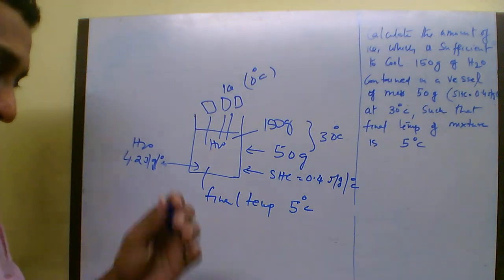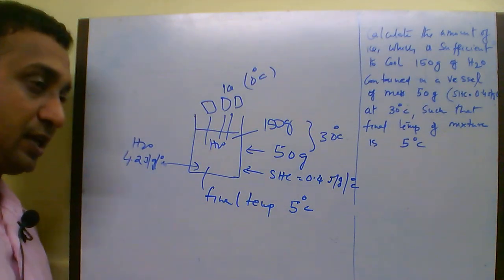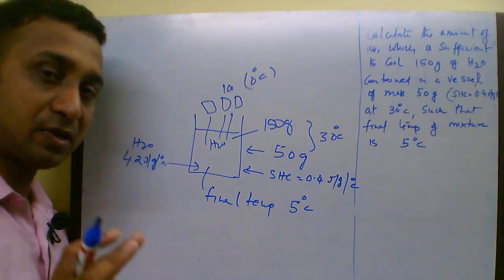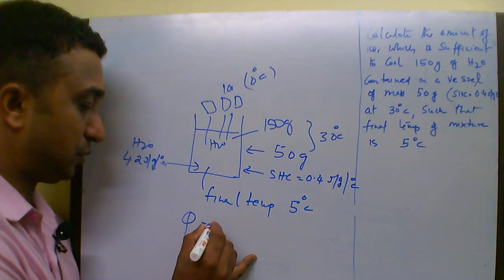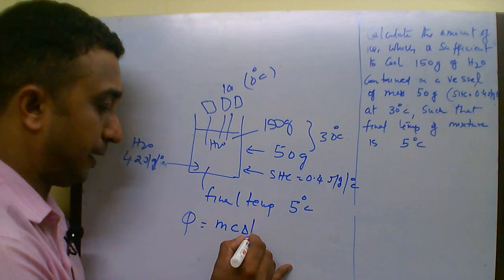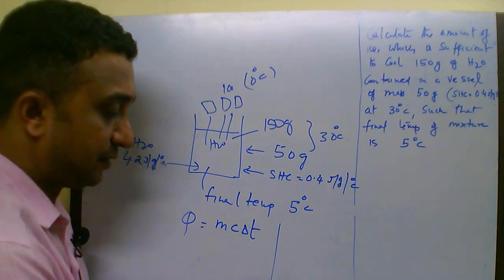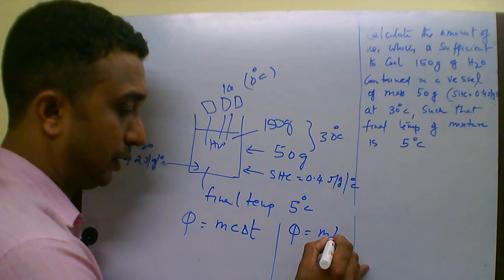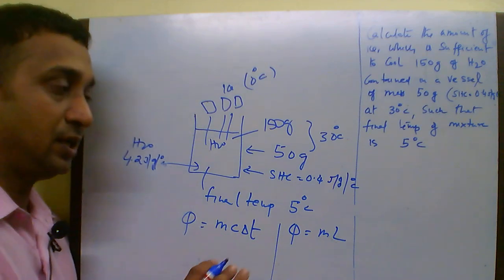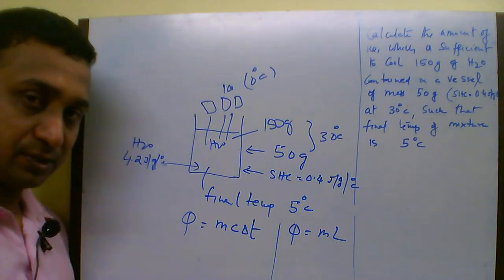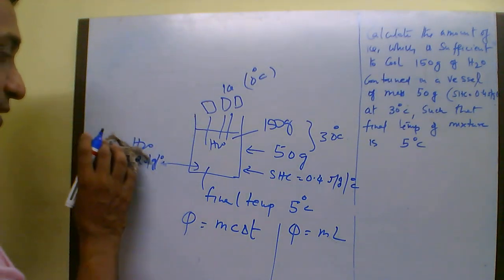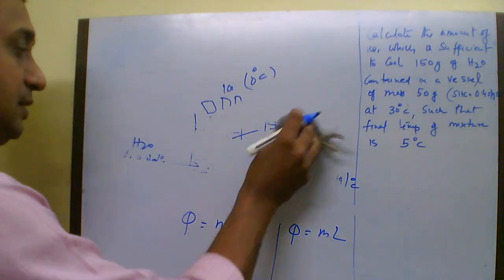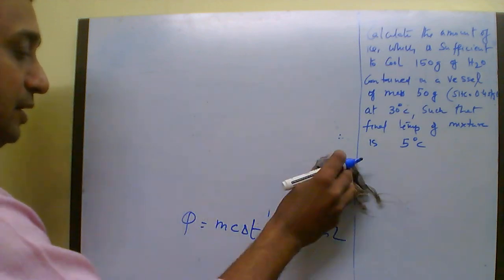Now how to solve such questions? Whenever you go through the calorimetry chapter, you will come across two equations. First equation is Q is equal to mc delta T, and second one is Q is equal to mL. If you understand both equations, then you can attempt any sort of questions. Before getting into the question, let us see what Q is equal to mc delta T and Q is equal to mL are.